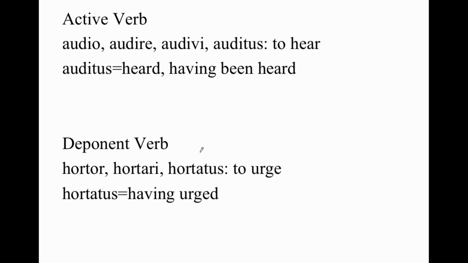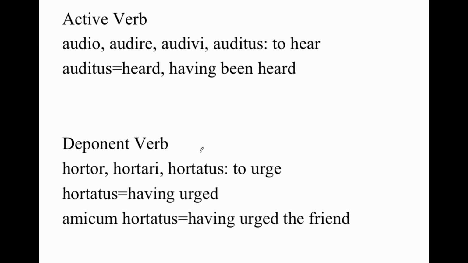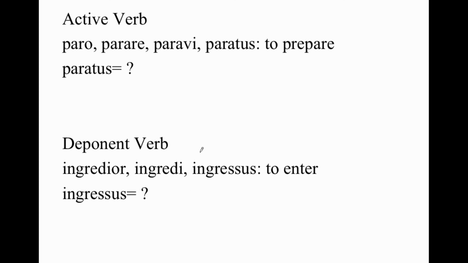And the past participle of an active verb is passive, heard, having been heard. The past participle of a deponent verb, however, is active. The other one's passive, this one's active, having urged. Amicum hortatus. It can take an object, you see, having urged the friend. Okay, so now it's your turn, okay? How would you translate paratus versus ingressus? Think it through. I'm going to give you a moment.